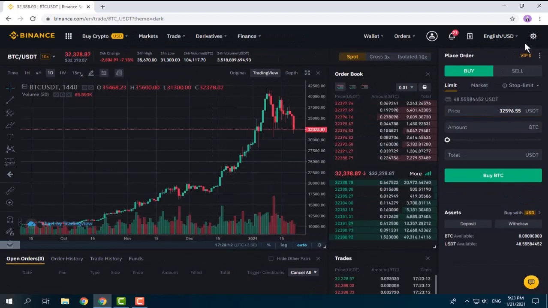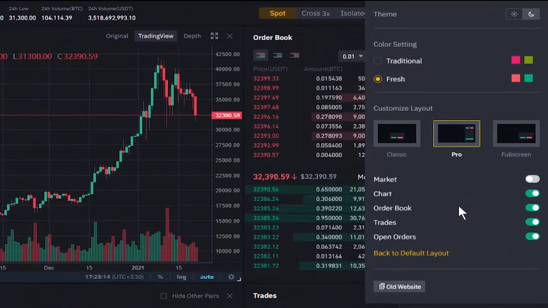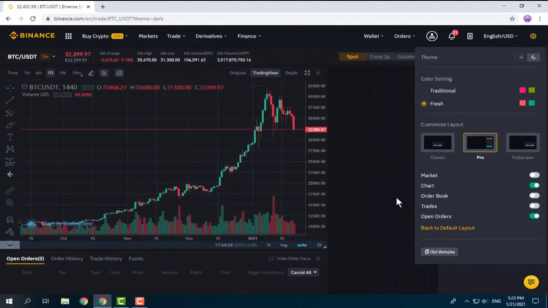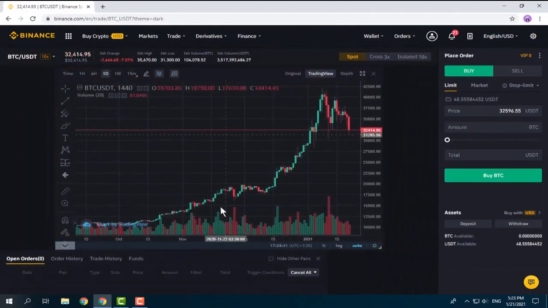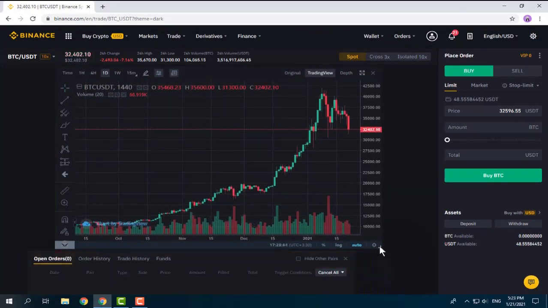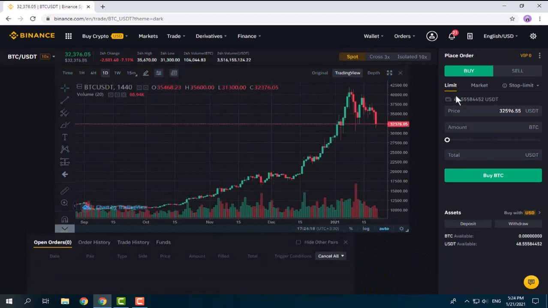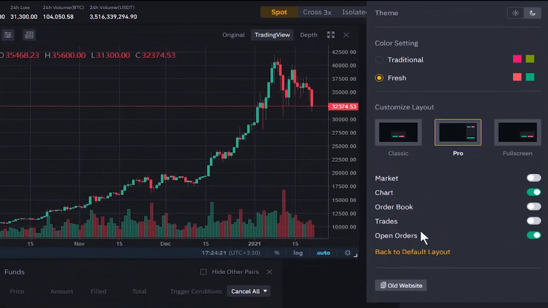By the way, in the pro layout, you have more options to customize your layout. For example, you can turn off the order book and trades if you don't need them. And you can drag these windows, as you can see, or resize them and make them bigger or smaller. And you can go back to the default setting just by clicking here, back to default layout.